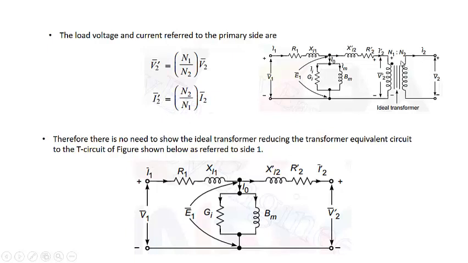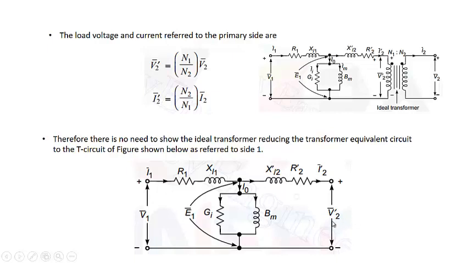Now, this part is the ideal transformer part. We can simply neglect this. Therefore, there is no need to show the ideal transformer in the reduced transformer equivalent circuit, the T circuit. We don't actually require it. This is the equivalent circuit of the transformer which can be used to determine its performance, and since we have referred everything to the primary, we can say this is the transformer equivalent circuit referred to the primary side.